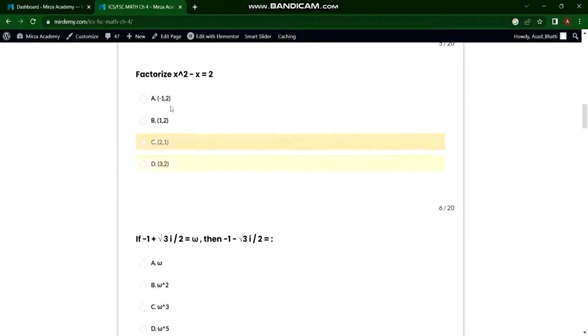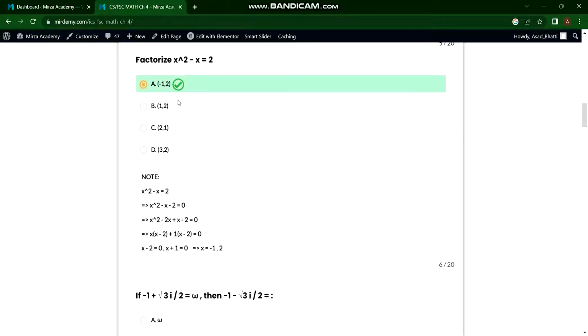The next MCQ: factorize x square minus x is equal to 2. Which option is correct? Option A is correct, because if we simplify, x square minus x minus 2 is equal to 0, and now I'm going to factorize. Two ones are 2, minus 2 plus 1 will be minus 1, so x square minus 2x plus x minus 2 is equal to 0. By taking common factors, x bracket x minus 2 plus 1 bracket x minus 2, we get x minus 2 and x plus 1 is equal to 0. Put x is equal to minus 1 and 2, so option A is correct.